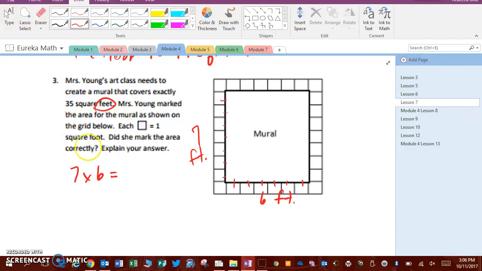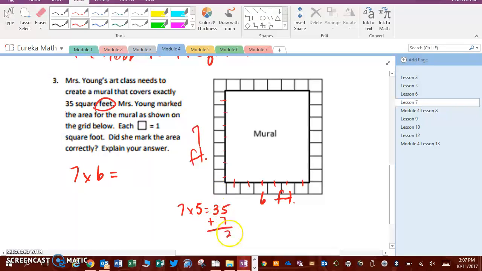So let's think about it as 7 groups with 5 in each group. We can skip count by 5 7 times. So if you do that with me, you get 5, 10, 15, 20, 25, 30, 35. So 7 times 5 is 35, right? But we have 7 groups with 6 in it, so we have to add 1 more to each group, or 7 more. So 35 plus 7 gives us 42. So 7 times 6 equals 42.